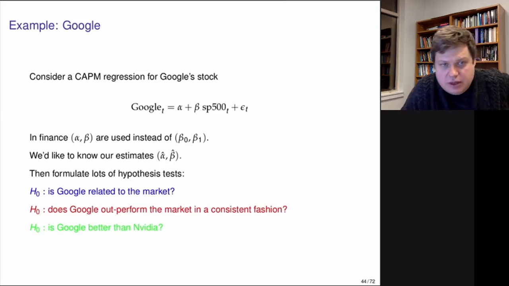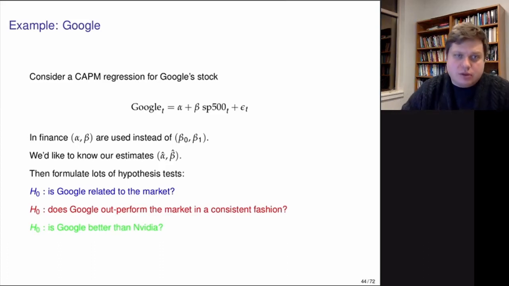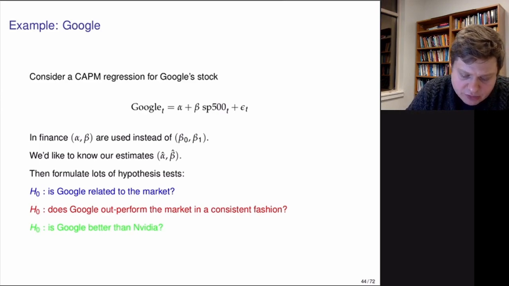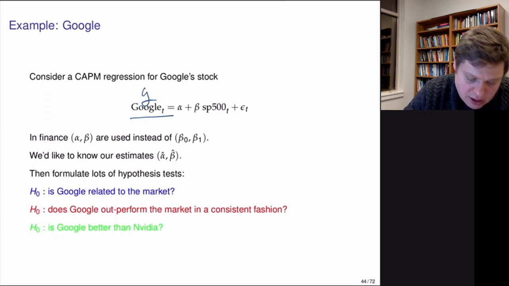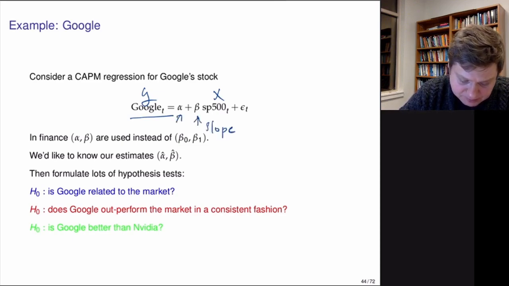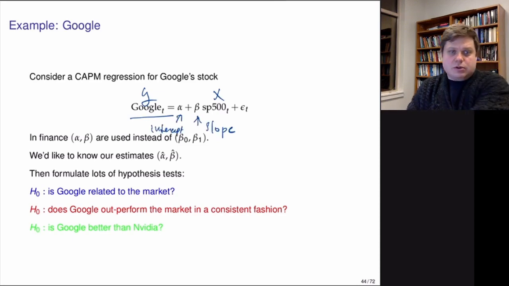Let's look at an example of a linear model. We will analyze the returns of the Google stock using what is called the CAPM in econometrics. So we will take returns of the Google stock, that's our Y variable here, and we're going to regress it on the returns of the S&P 500, which is our X variable here, and we will estimate the slope, beta, and the intercept, alpha, or beta 0 as we called it before.